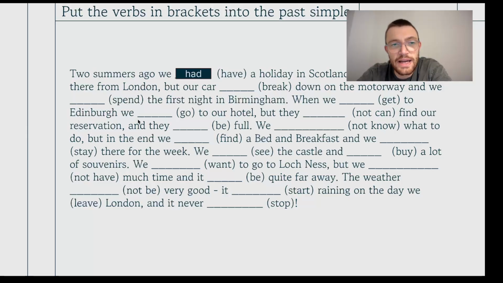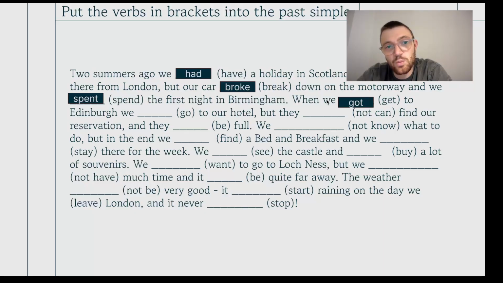We drive there from London. So drive in the past tense becomes drove. We drove there from London, but our car break down. So break in the past tense is broke. Our car broke down on the motorway, and we spend, you will remember that is spent. We spent the first night in Birmingham. When we got to Edinburgh, we went to our hotel. So go becomes went.